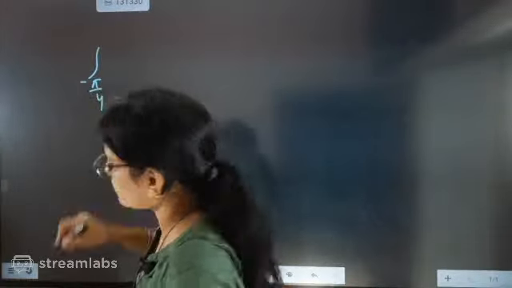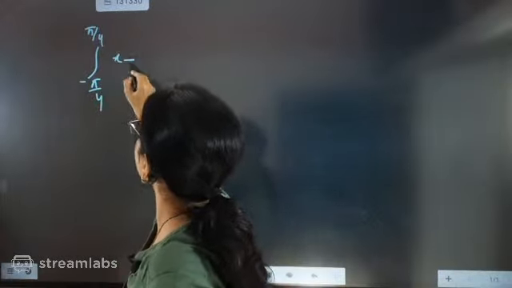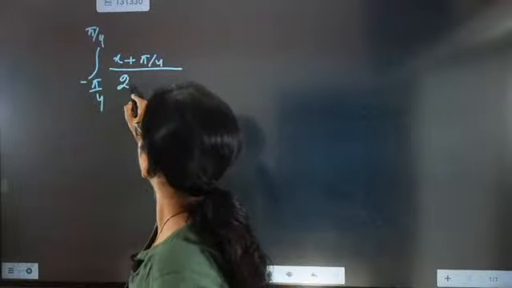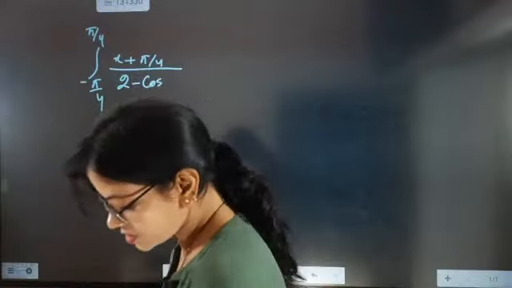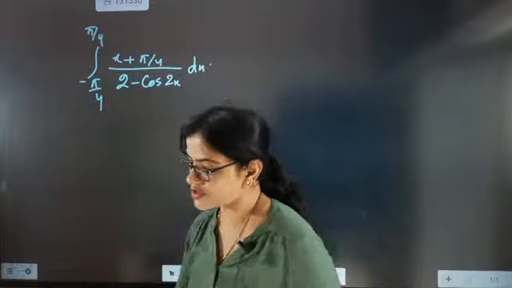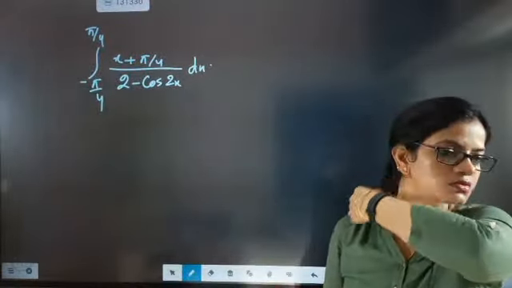Now look here. Integral from minus pi by 4 to pi by 4, x plus pi by 4 will be there, over 2 minus cos 2x dx. Now go for this question. You can do it. Go for this question.